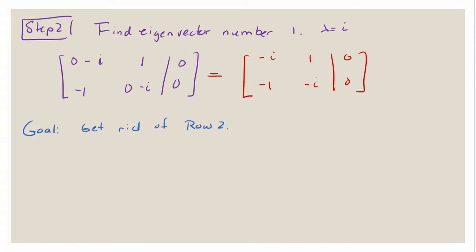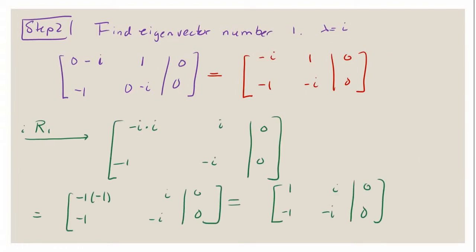So my goal is going to be to get rid of row 2. And I'm going to do that by observing that this 1 over here can be utilized by multiplying it by i and then adding it to the second row to cancel the minus i out below it. So I'm going to do that. I'm going to take row 1 and multiply through by i. Now minus i times i is really minus 1 times minus 1 because i squared is minus 1. So I get eventually a matrix at the end where I have 1 in the first component and i in the first row second component.